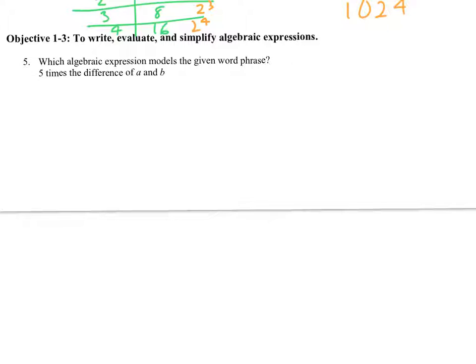Alright, for number 5, we just want to come up with the algebraic expression that models the word phrase 5 times the difference of A and B. So we've got a difference of A and B, and that's being multiplied by 5. And so that's what that would look like.